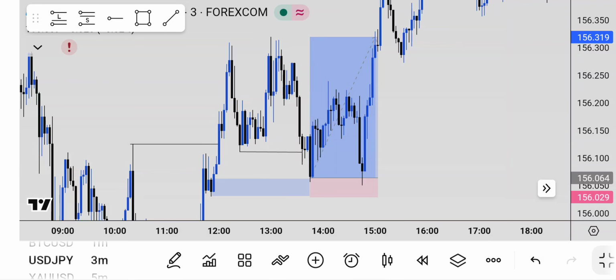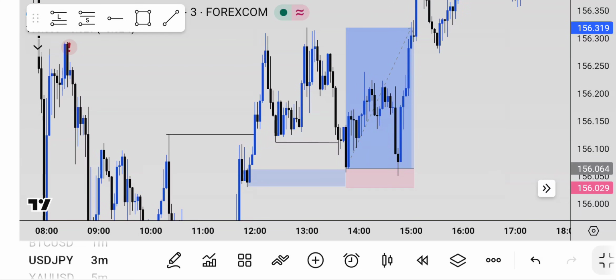I'll also keep you guys updated. So that was how I caught the starting buys of USD JPY.